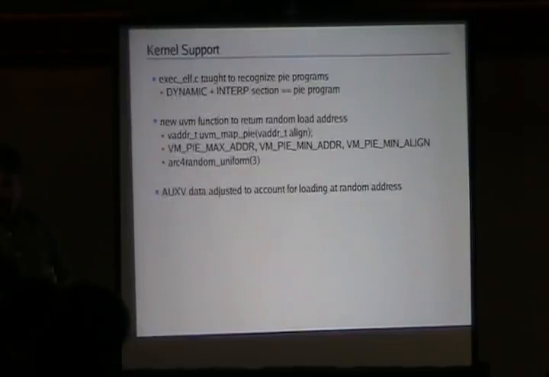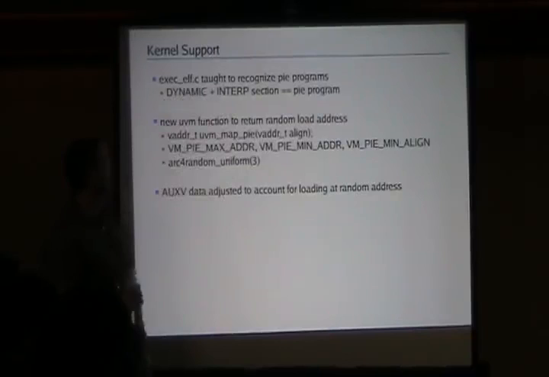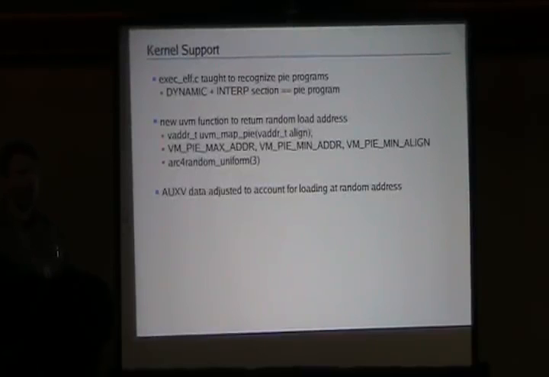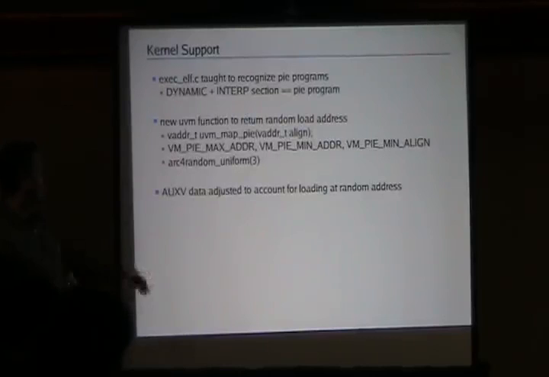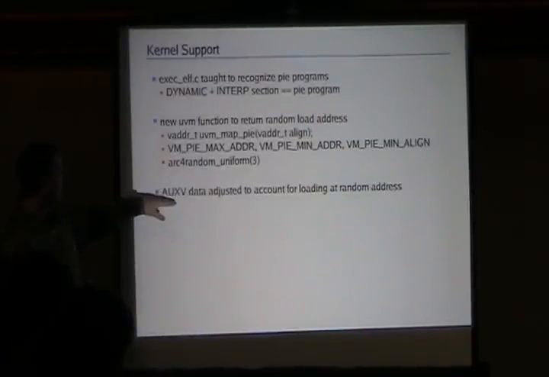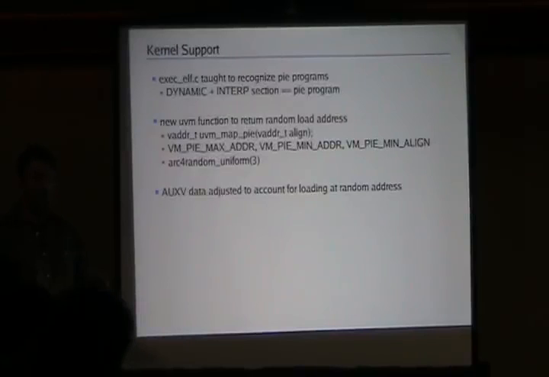The kernel needed to become aware that you're running a PIE program, and the combination of a dynamic file flag plus the interpreter section is the key to the kernel to say, okay, this is a PIE program. Now go ahead and randomize the load address into memory. So we created a function called uvm_mapped that essentially took a couple of constants for each architecture and returned back a random load address for the PIE program. And then the auxiliary vector data that the kernel sets up for starting a process had to be adjusted to include the offset that the PIE program was loaded at.